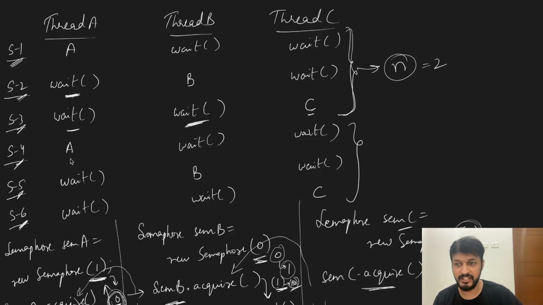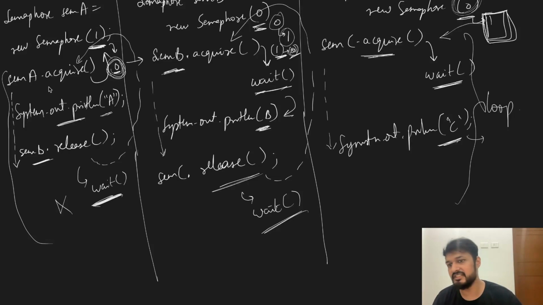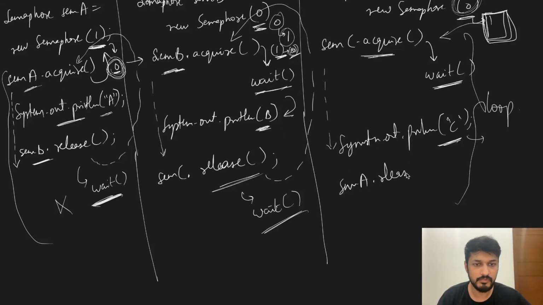Thread A should again be in control. Thread B and C should go in waiting state, right? So similarly, what is thread A doing now? Thread A is waiting for a permit to be released on semaphore A. So let's do that using thread C. Semaphore A dot release, right? It has released a permit. Now permit is available to thread A. Thread A will go ahead and again print out A, correct?